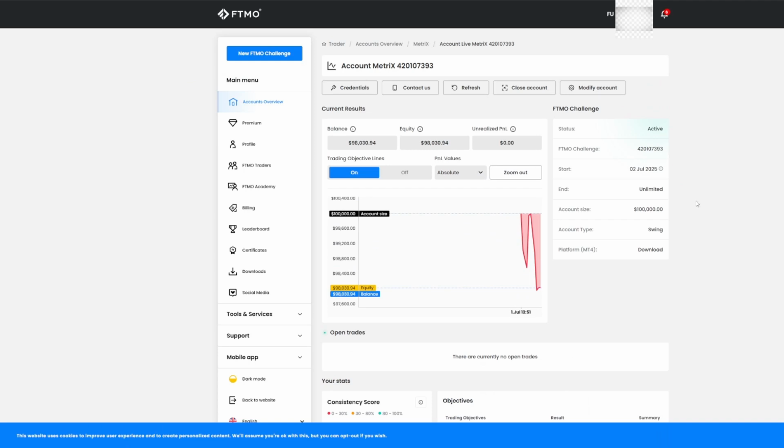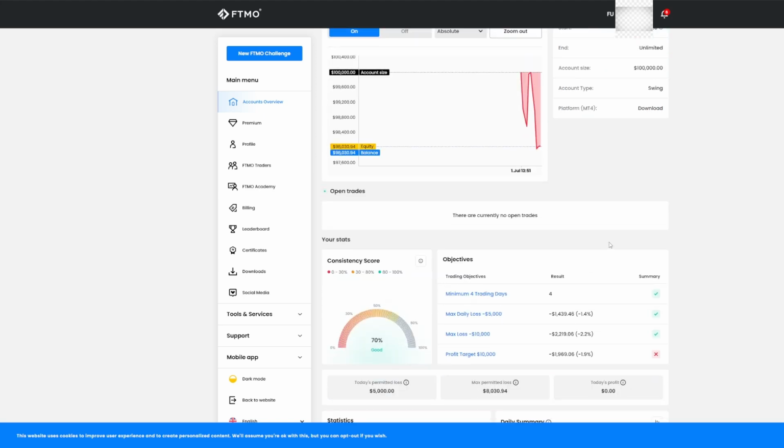Hello everybody, this is week 3 of my FTMO journey. So you can see over here my current equity is 98,000. So for this week I took 2 trades.